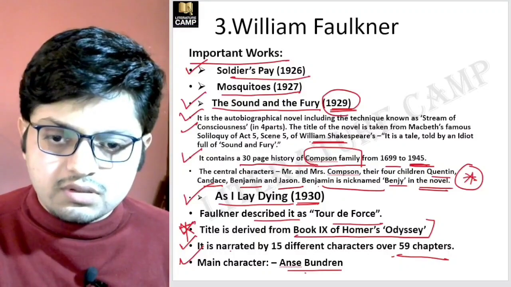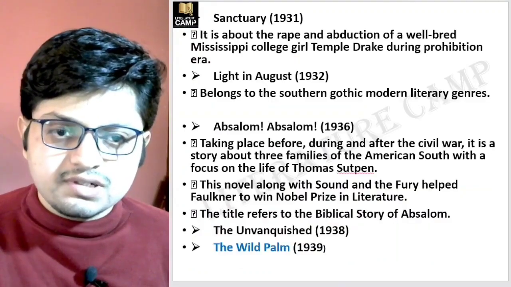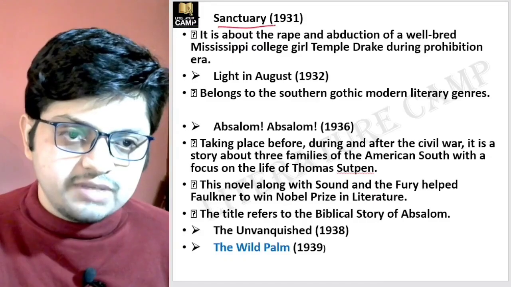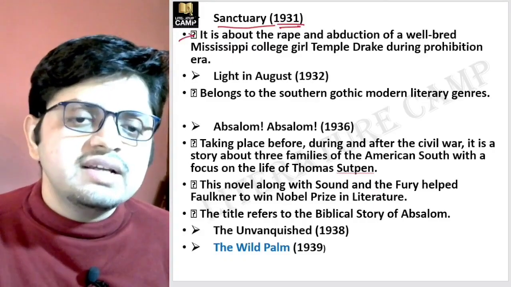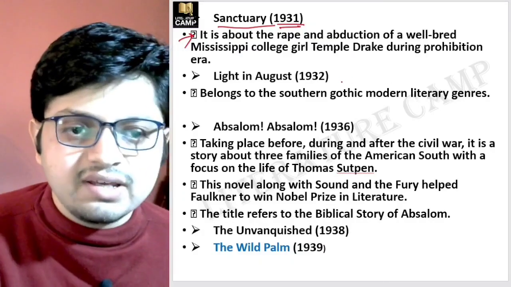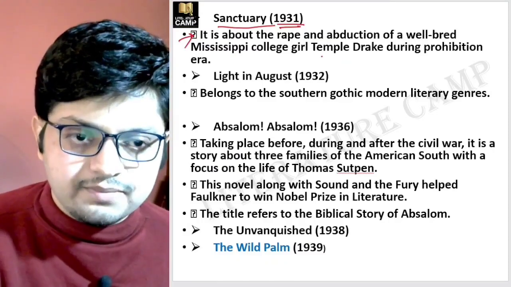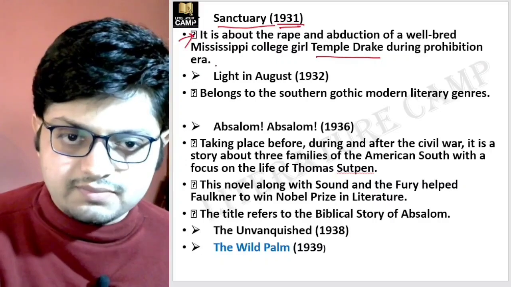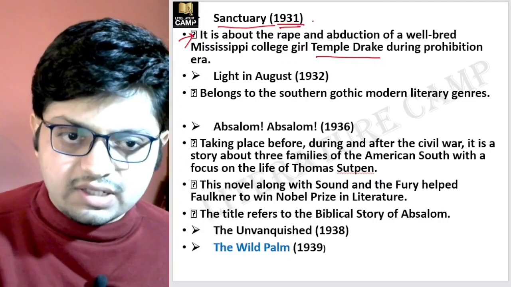Next, we will see William Faulkner's next work, Sanctuary, published in 1931. It is about the rape and abduction of well-bred Mississippi college girl Temple Drake during the Prohibition era.